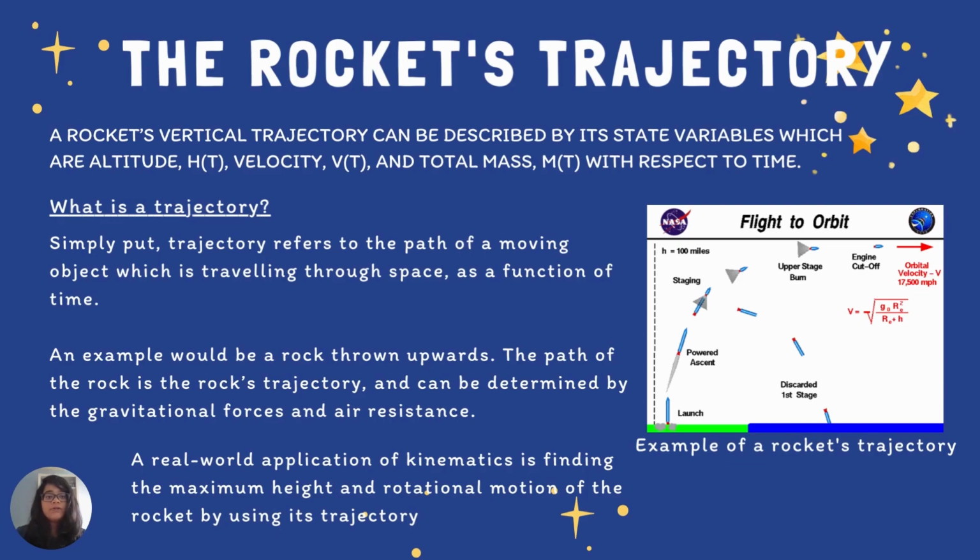Simply put, trajectory refers to the path of a moving object which is traveling through space as a function of time. An example would be a rock that is thrown upwards. The path of the rock is the rock's trajectory and can be determined by the gravitational forces and air resistance acting upon it. A real-world application of kinematics is finding the maximum height and rotational motion of the rocket by using its trajectory. This image shows an example of a rocket's trajectory.